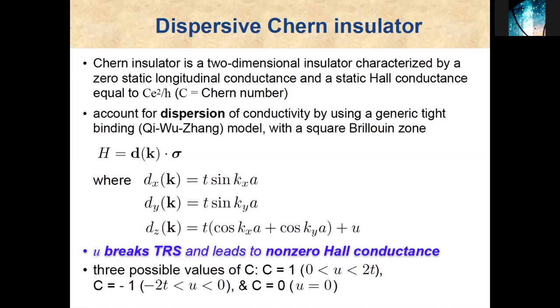We want to address the Casimir-Polder interaction, which is induced by electromagnetic fluctuations, so we have to account for the full frequency dispersion of the conductivity. One way to achieve this is to rely on a tight binding model, which was proposed by Qi and Zhang in 2006. This is defined on a square lattice and specified by the Hamiltonian given by this formula. Sigma here refers to the Pauli matrices, sigma x, sigma y, and sigma z. t is the hopping parameter, a is the lattice constant, and u is the mass term which is related to the band gap. The presence of u breaks time reversal symmetry and leads to a non-zero Hall conductance.